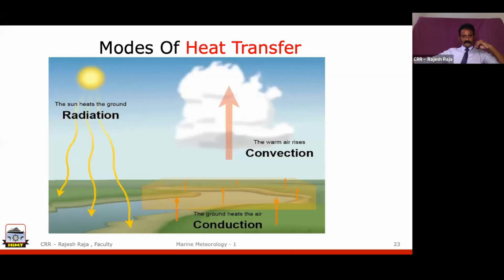And a quick picture can give you this as well. A quick picture of the modes of transfer. You can see radiation, convection, and conduction. Please remember, the mode of transfer from the earth's surface or the land to the closest air in contact is also called conduction. Why? Because it is in touch, so it is also called conduction.